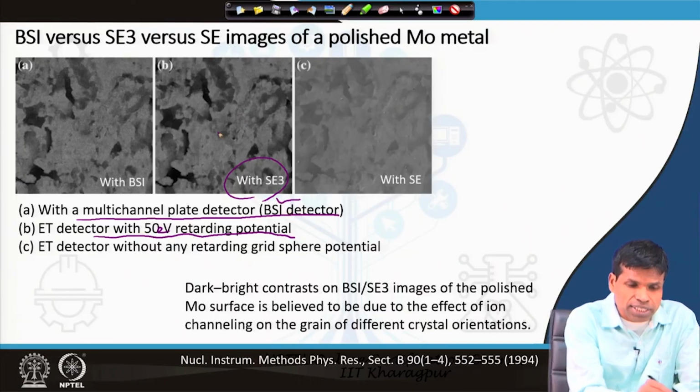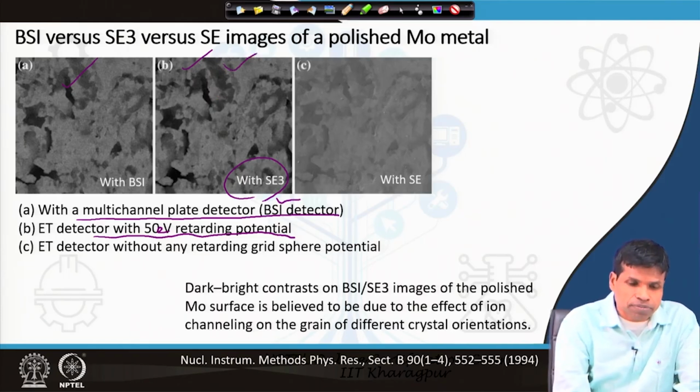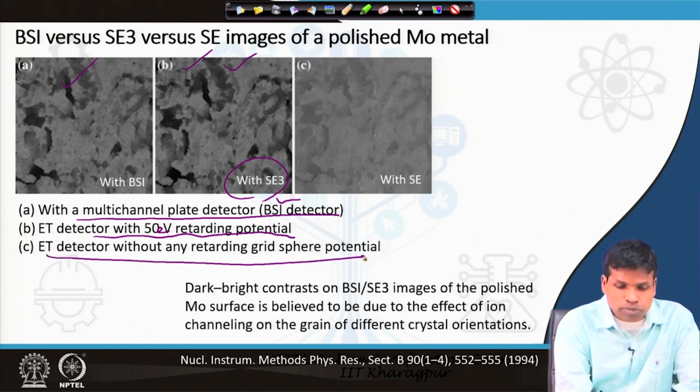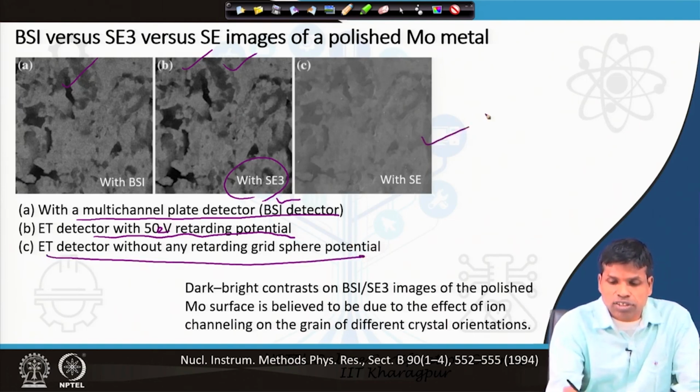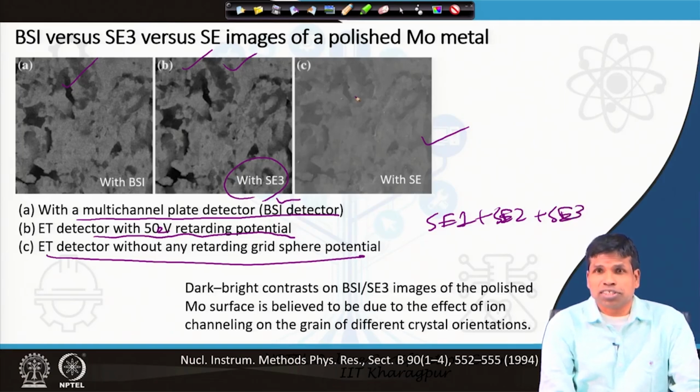As you see the contrast difference, they are almost the same, but the SE3 one is a little better, the contrast difference is better. So, they give similar results, but on the other hand, if without any retarding potential, this is the secondary electron image, which is the contribution of all SE1, SE2 and SE3, we do not see any clear contrast difference.